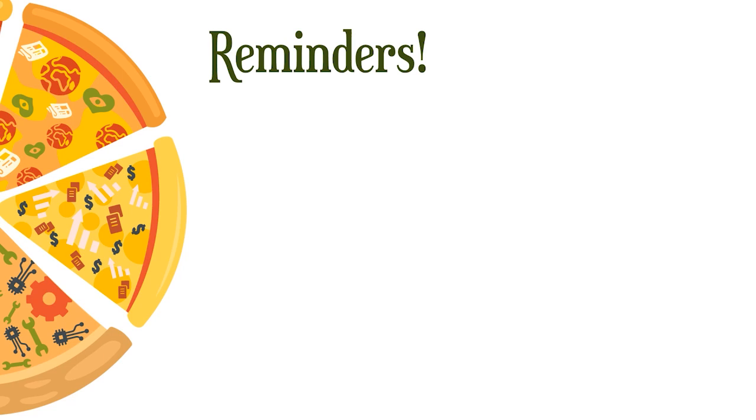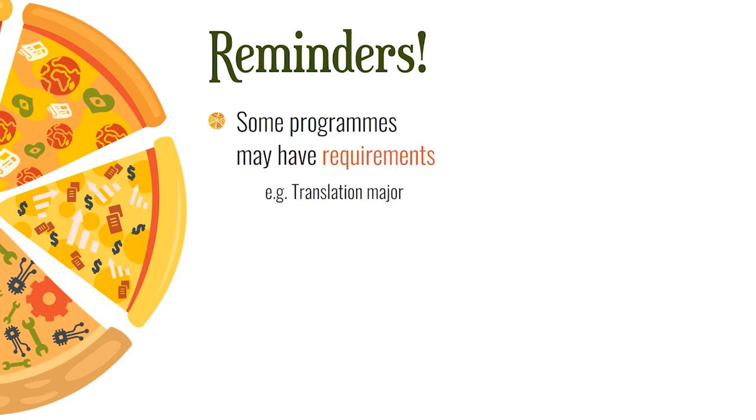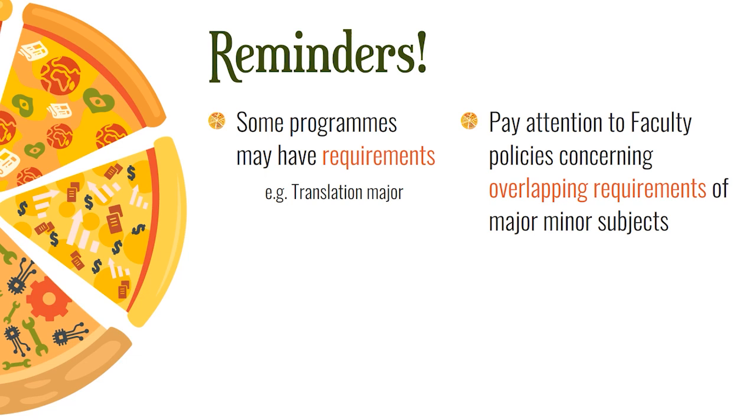So I have two more pages to go with some reminders. So first of all, some programs might have special requirements. For example, translation major will have English or language requirement. And you have to pay attention to faculty's policy concerning the overlapping requirement for major and minor. Sometimes for major, there might be allowance for you to double count, like doing one professional core can be applied to both. But for minor subject, this is a no-no because minor only taking up 36 to 42 credit. So there's no double count for minor.